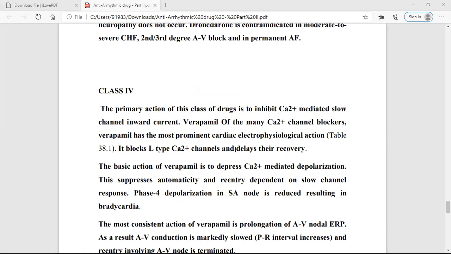Its basic action is that it depresses the calcium mediated depolarization. It suppresses the automaticity, meaning impulse generation, and re-entry dependent on slow channel responses. Phase 4 depolarization in the SA node is reduced, resulting in bradycardia. It decreases the heart rate. Simply understand that by blocking the calcium channel, calcium mediated depolarization is inhibited, and due to that it suppresses the automaticity and the re-entry.